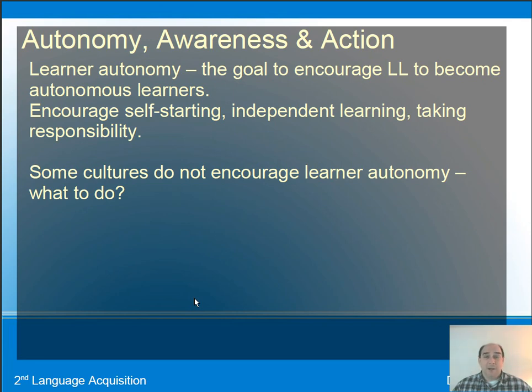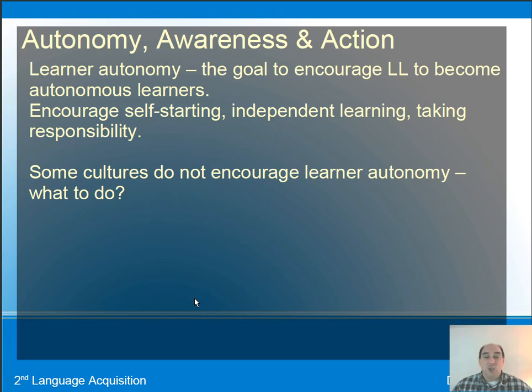Some other elements that are involved in language learning. One of the most important that I would think is learner autonomy. You as a language learner want to be able to learn all by yourself. Obviously, you can't do that initially. You need people to help you. But the more strategies you learn, the better you'll be able to teach yourself. The better you'll be able to not need a teacher to give you guidance.